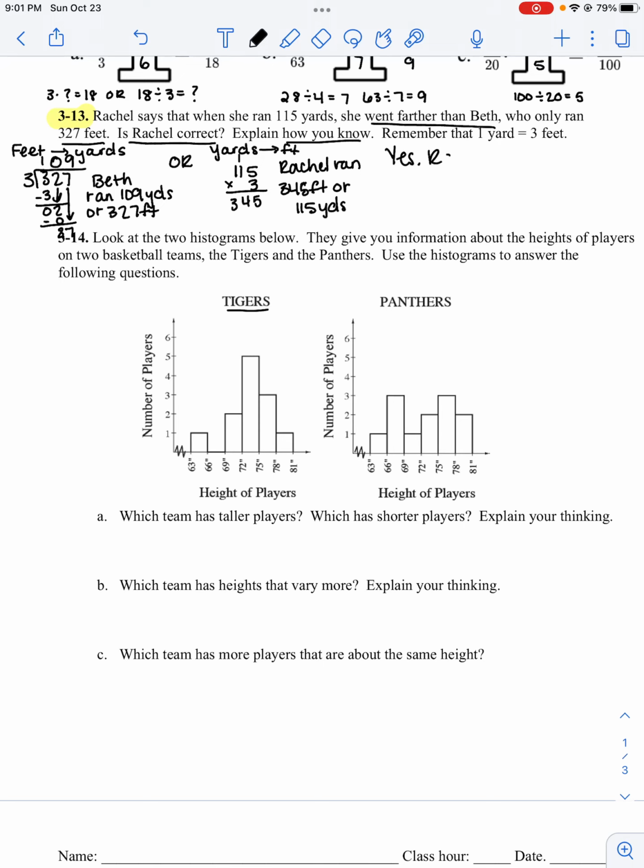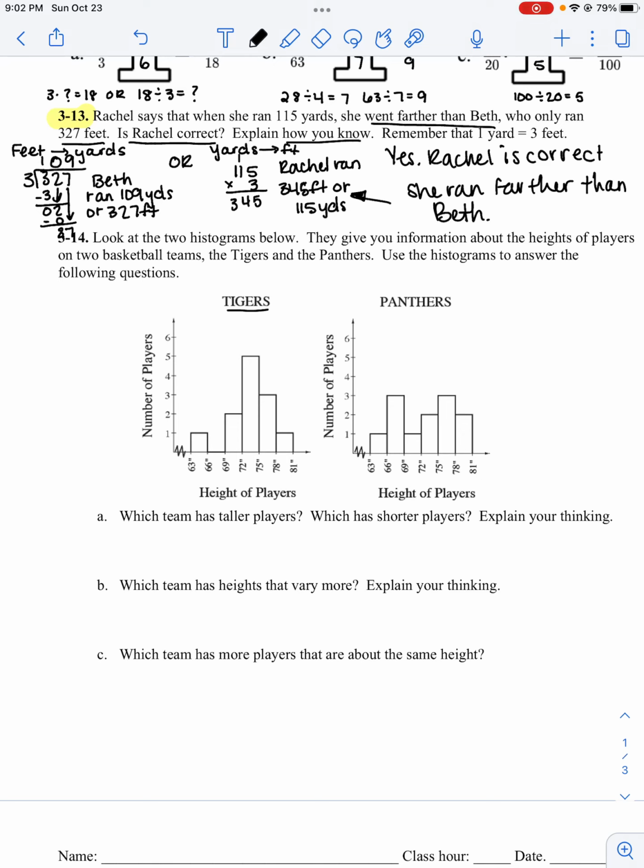So is Rachel correct? Yes. Rachel is correct. She ran farther than Beth. And my math is my explanation.